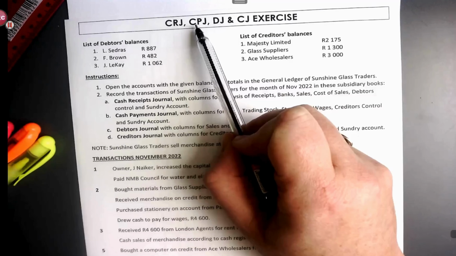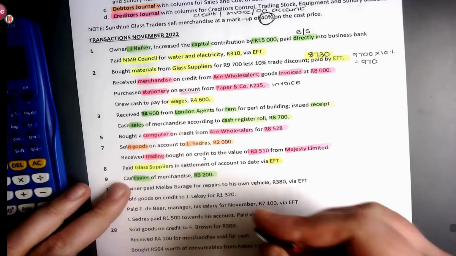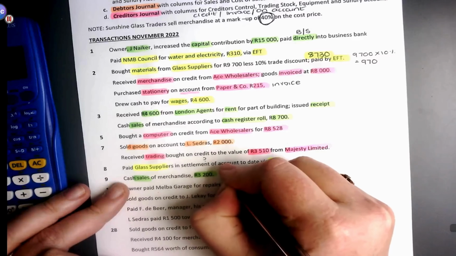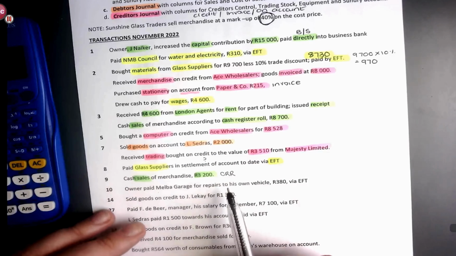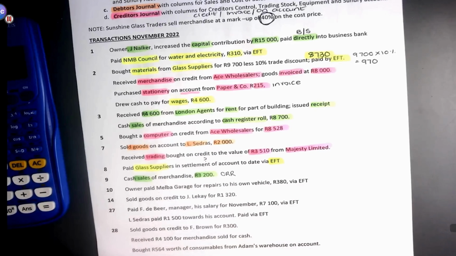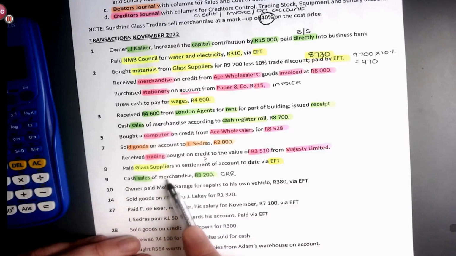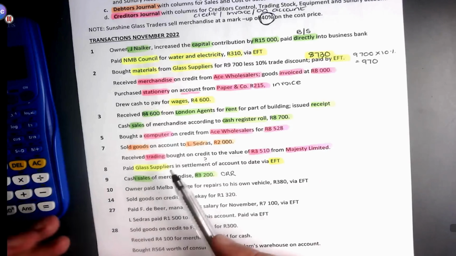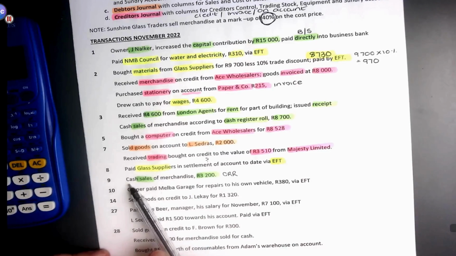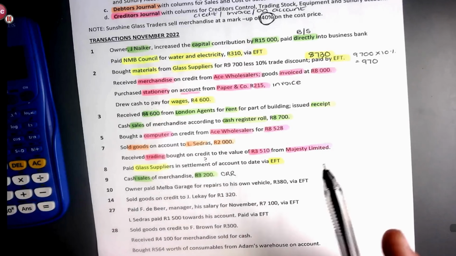Cash sales of merchandise, 3,200. So you have sold something. Cash sales of merchandise for 3,200. If it's a cash sale, it's going to be a CRR. It's not a receipt, because a receipt is when it's not really related to the business. So if they're receiving cash for rent income, then it could be a receipt. Depends on, unless it's an EFT. But because the primary thing that the business does is they make sales by selling, I assume, glass, then it's going to be a CRR, a till slip.